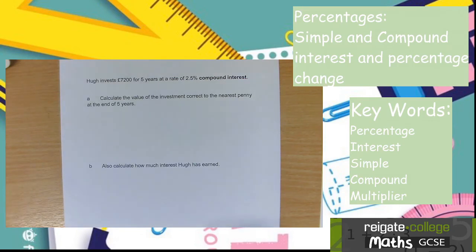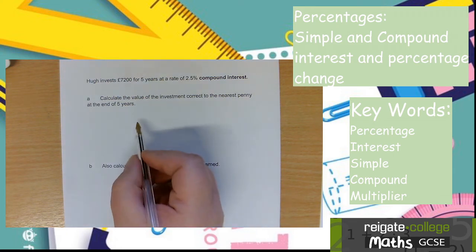Here is a typically worded compound interest question, and I'm going to show you how to answer it by constructing the multiplier in order to calculate 5 years worth of investment and interest. The question says Hugh invests £7,200 for 5 years at a rate of 2.5% compound interest.